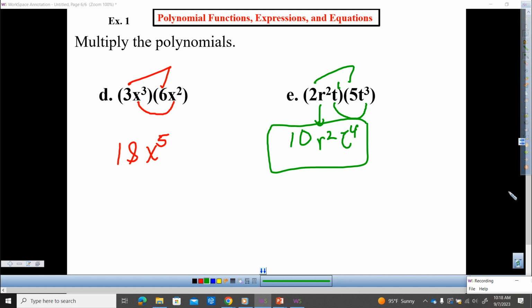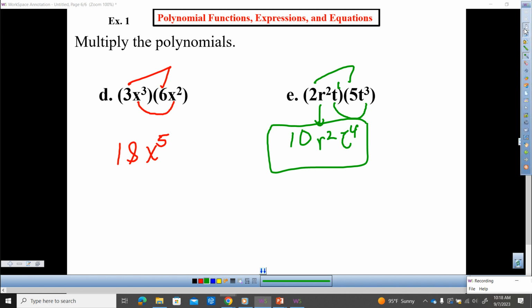So I think we got monomials times monomials good, right? We got it? Questions, comments, autographs? No? No autographs? All right, we'll hold those autographs till the end, okay? All right, so monomials times monomials.